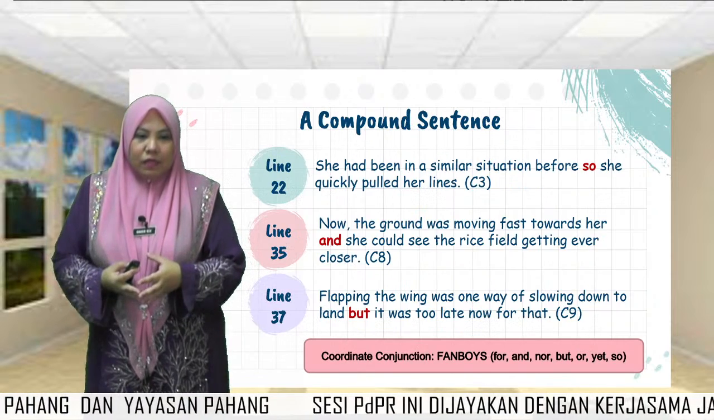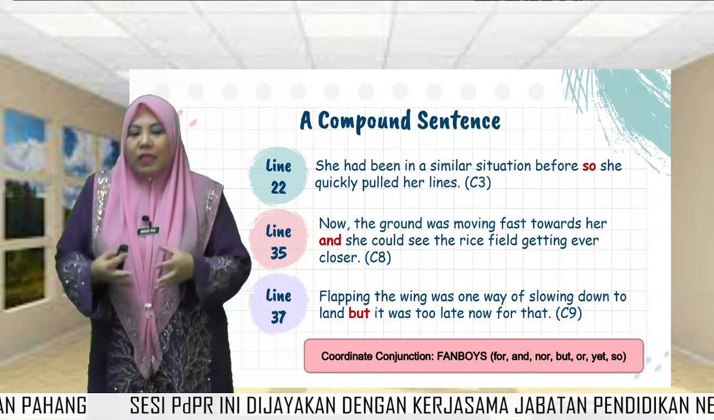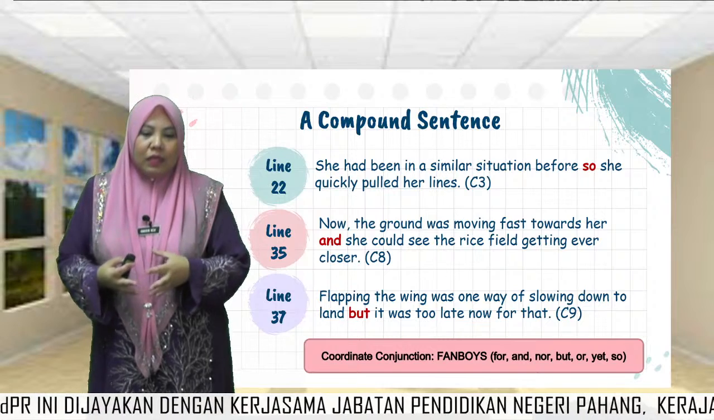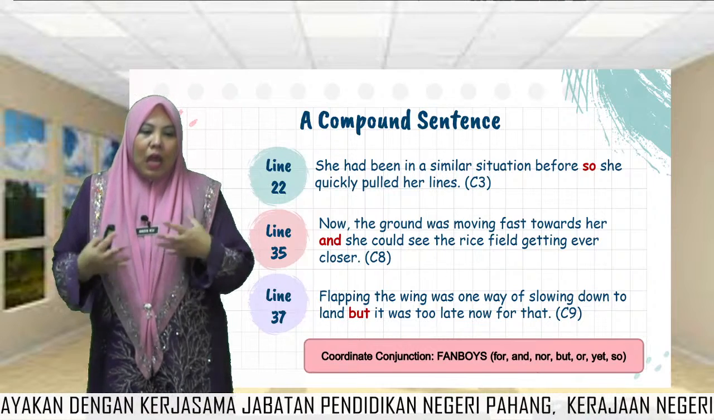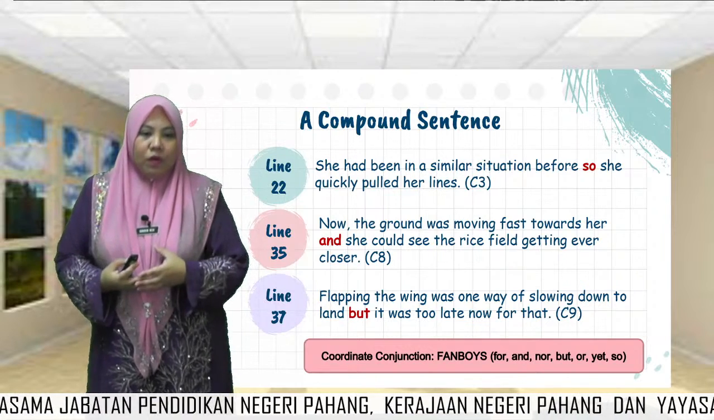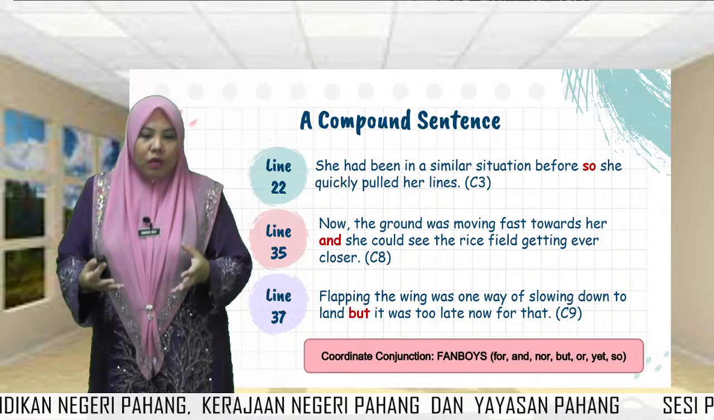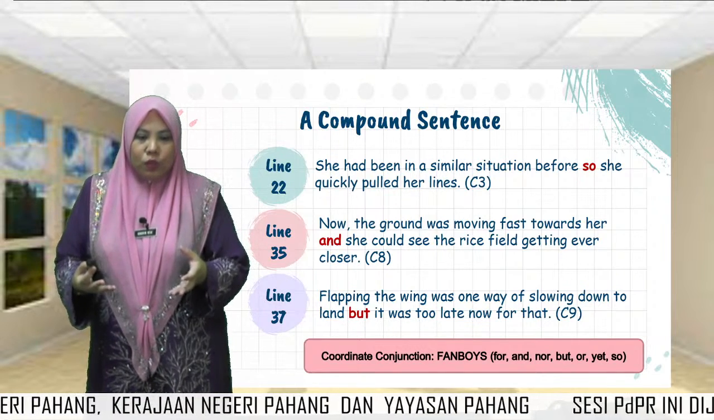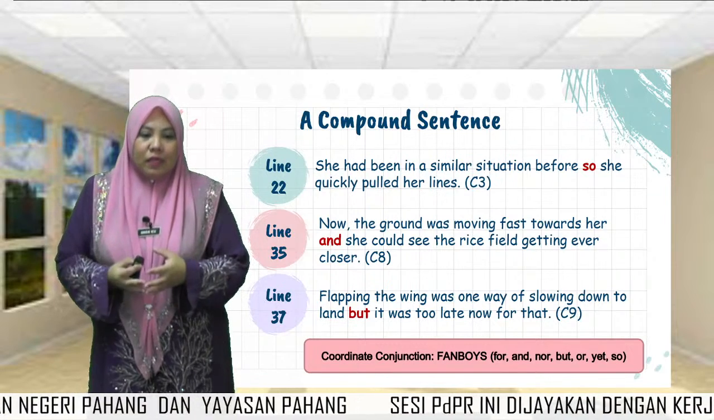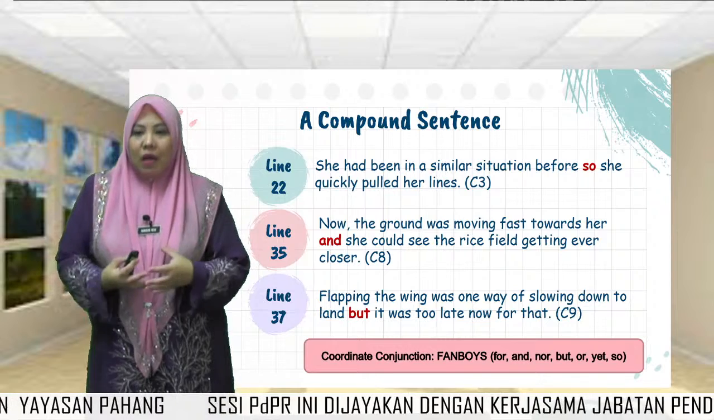A compound sentence. You can locate this in line 22. A compound sentence would be when there are 2 or more independent clauses joined by a coordinating conjunction. I would advise my students to always remember FANBOYS. FANBOYS stands for: F is for, A is and, N is nor, B is but, O is or, Y is yet, and S is so. So when I see the conjunction FANBOYS, I will know that that is a compound sentence.